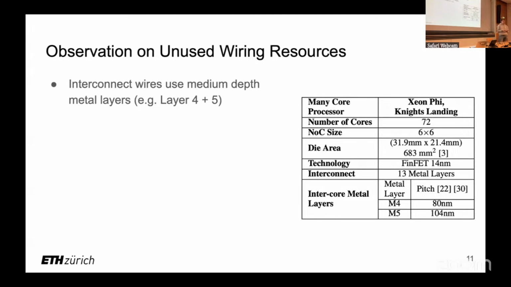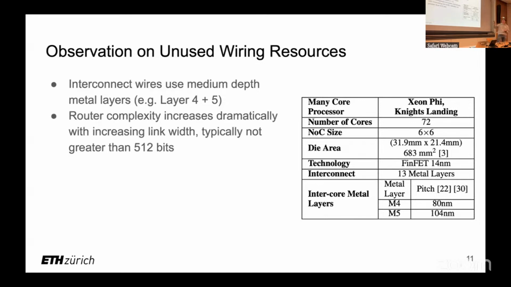Because what they see is if you take routers, the router links between nodes are usually not that big, right? Usually not bigger than 512 bits, oftentimes even just 256. Because if you increase the link width, you actually increase the complexity of the router even more.